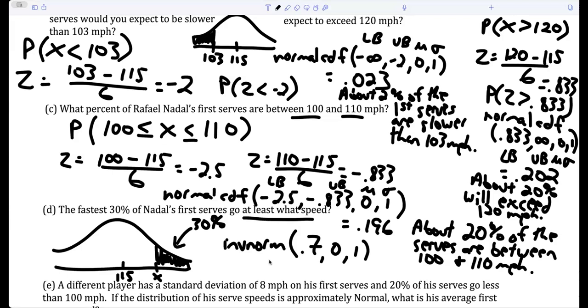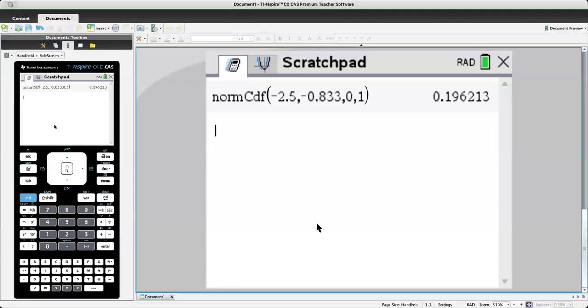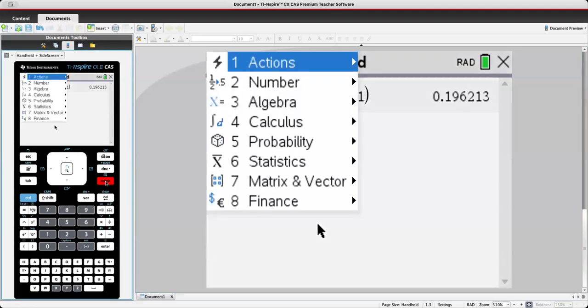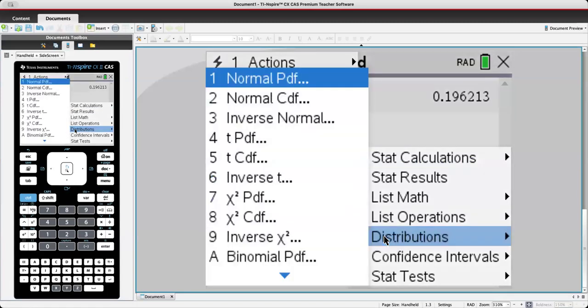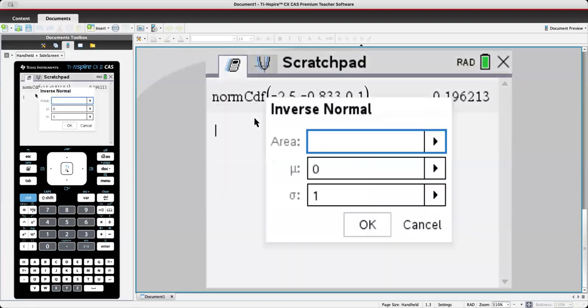So I'm going to make myself a little note here. This is area to the left. So let's take our calculators and go to menu, statistics, distributions again. But instead of normal CDF, the one under it is inverse normal. So I'm going to choose that one.